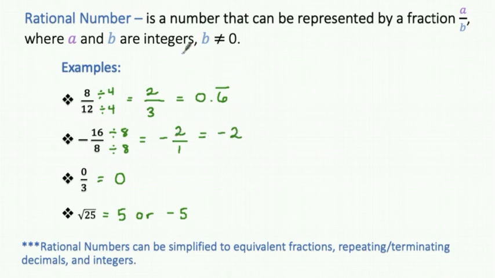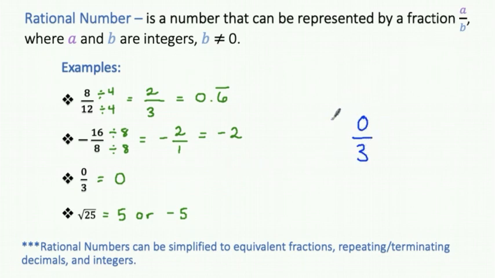So when we say that a rational number can be represented by a fraction, it doesn't mean that we'll see it as a fraction. So negative 2 can be written as a fraction, negative 2 over 1, but it does not have to be. Here we have 0. We know that 0 is a rational number. It's also a whole number. It's also an integer. And I'm just going to show you this fraction, 0 over 3.